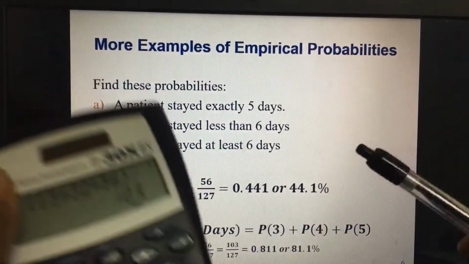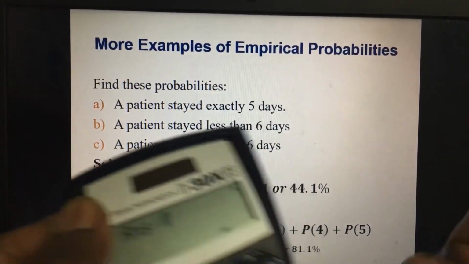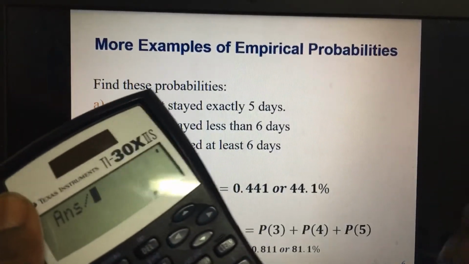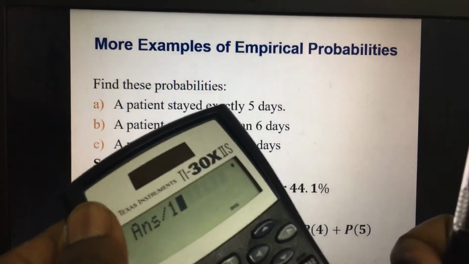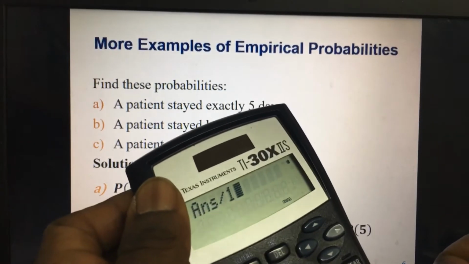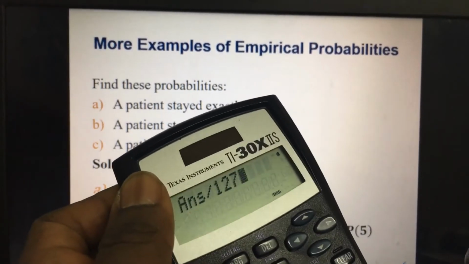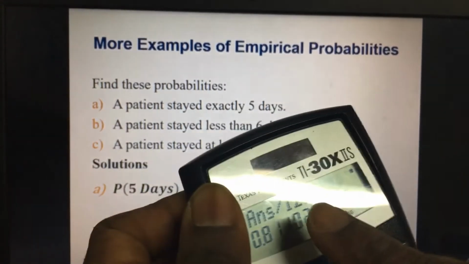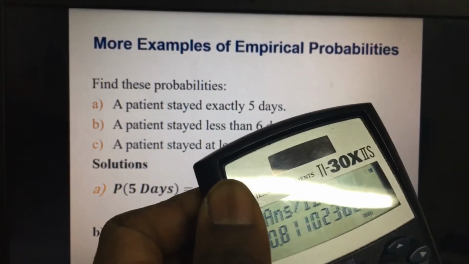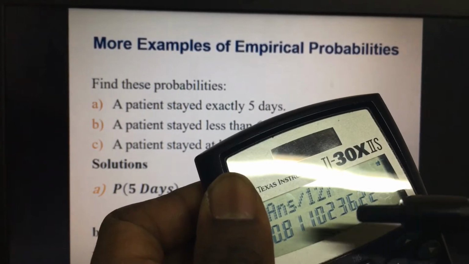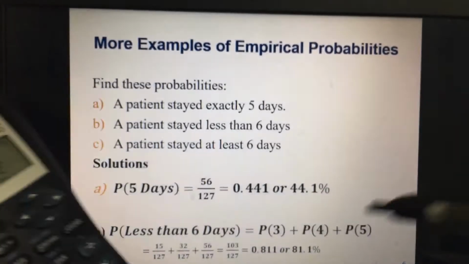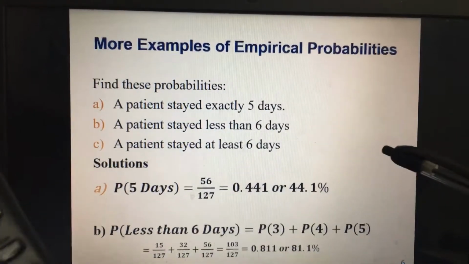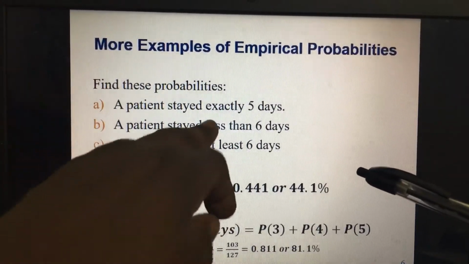So when you divide it by 127, we have 0.811. See, 0.811 right here. So there is an 81.1% chance that the patient stayed less than 6 days.